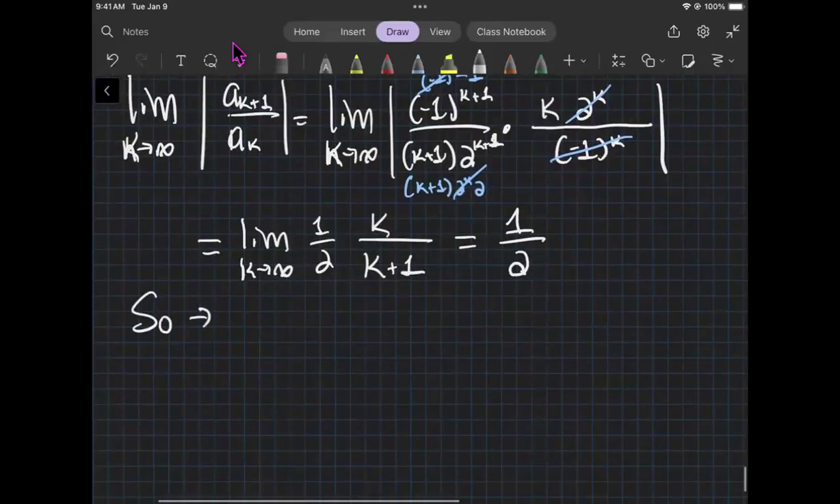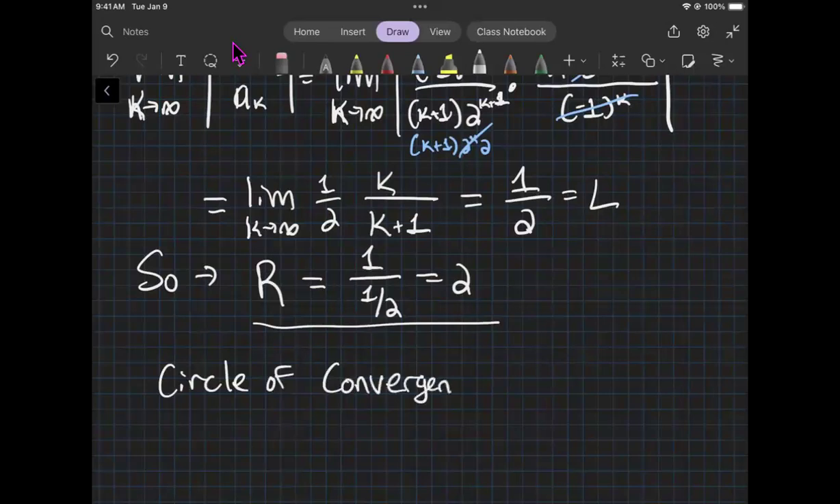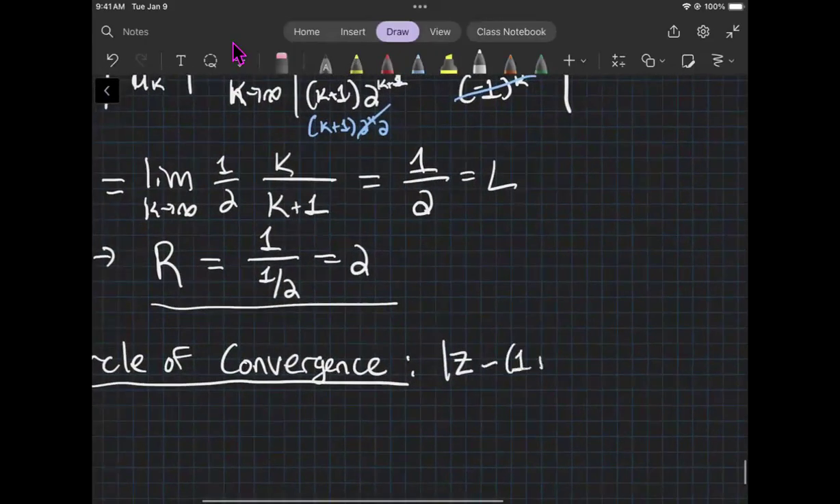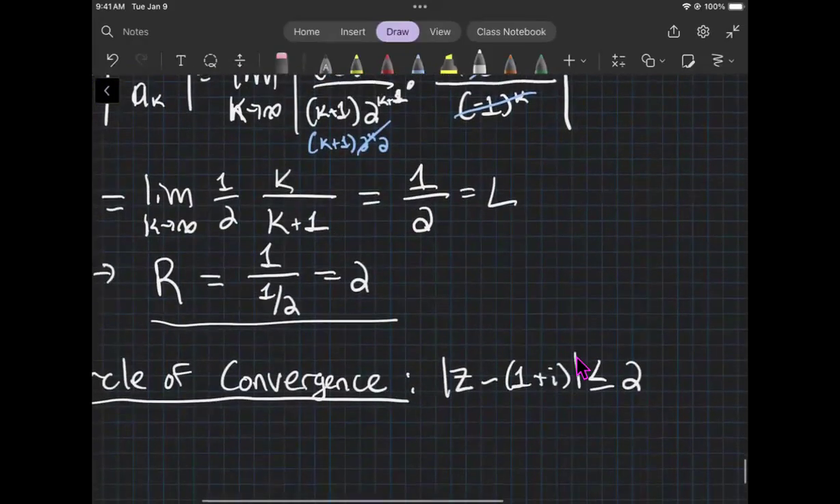So what this means is, in order to show convergence, we know that the L value is 1/2, and it's not 0. So the radius of convergence is 1 over L, 1 over 1/2, which is 2. So the radius of convergence is 2, and the circle of convergence is where the modulus of z minus 1 plus i is less than or equal to 2. So hopefully that made sense.